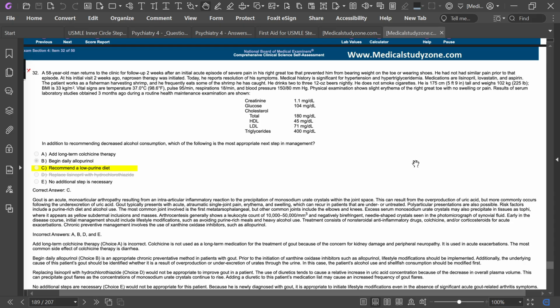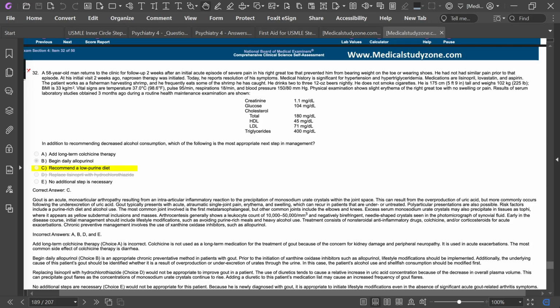The most common joint involved is the first metacarpophalangeal, but other common joints include the elbows and the knees. Excess serum monosodium urate crystals may also precipitate in the tissue as tophi, which appear as yellow subdermal inclusions and masses. Arthrocentesis generally shows a leukocyte count of 10,000 to 50,000 and negatively birefringent needle-shaped crystals, as seen in the photomicrograph of the synovial fluid.